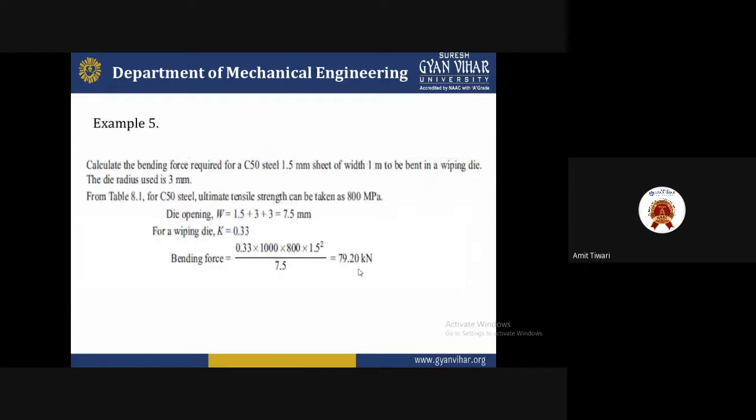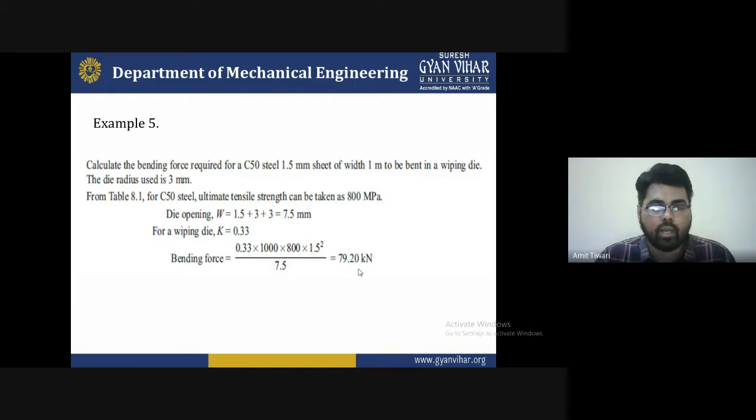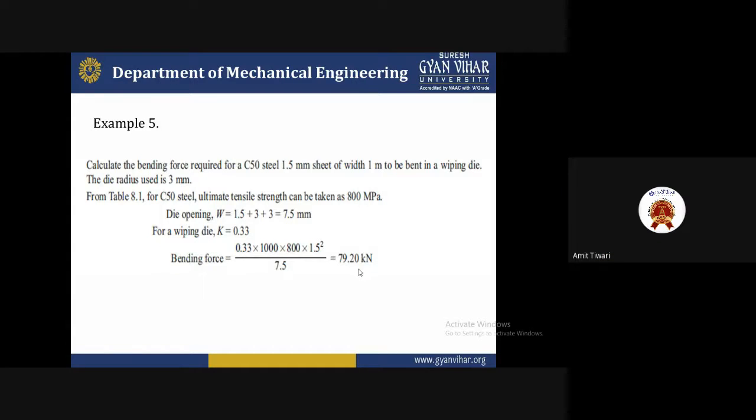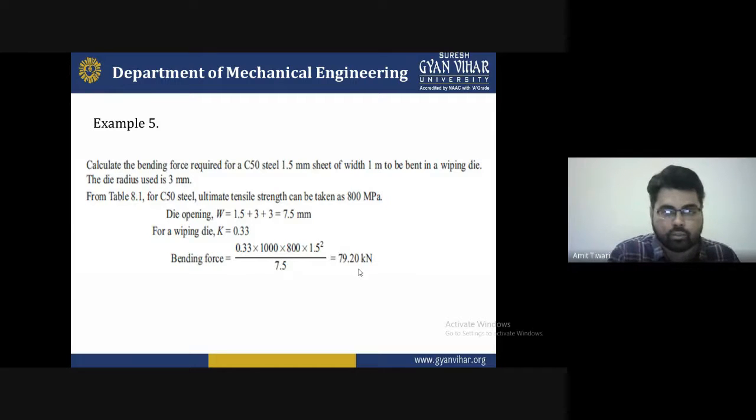Now example number 5 is given: calculate the bending force required for 550 steel, 1.5 mm sheet thickness, width 1 mm, to be bent in a wipe die, and the die radius used is 3 mm. From table 8.1, for C50 steel the ultimate tensile strength can be taken as 800 megapascal. So some conditions have changed. In the previous numerical we used 500 megapascal, and now for the 550 steel the ultimate tensile strength is 800.